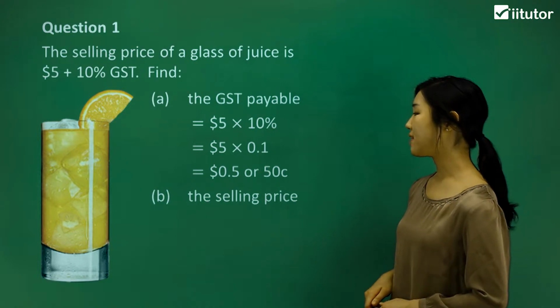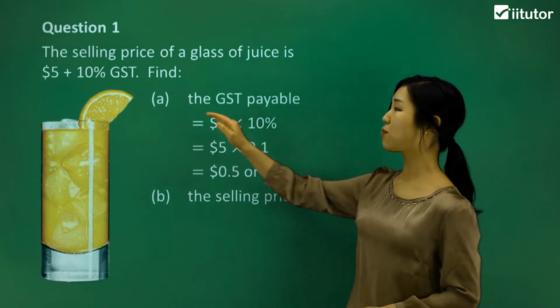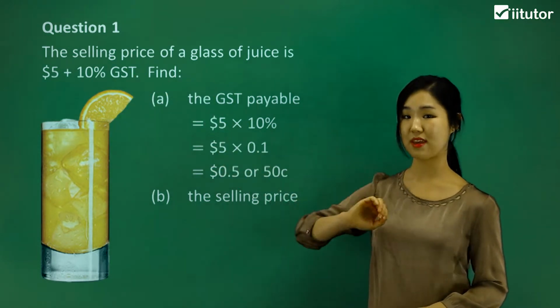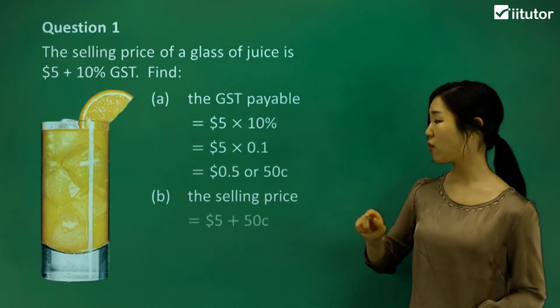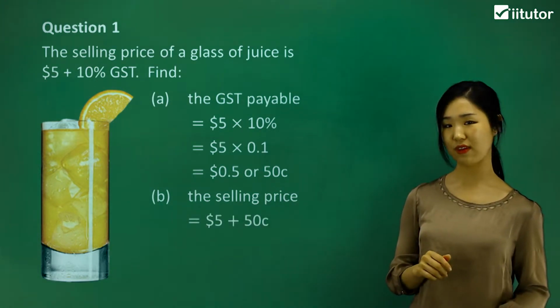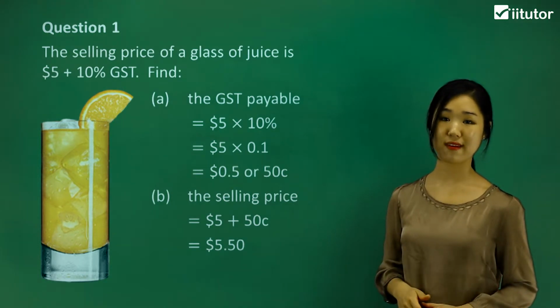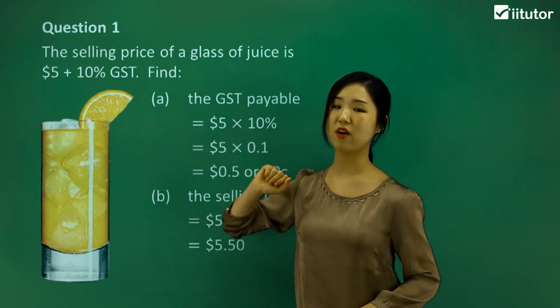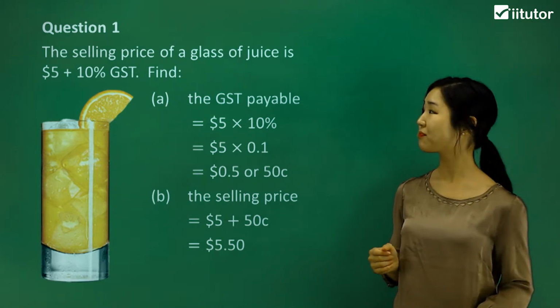Now, B, it's asking us to find the selling price. Now, as the question tells us, the selling price is $5 plus the 10% GST. We found the GST, didn't we? It was 50 cents. So on top of the $5, we'll add the 50 cents. So it will simply be $5.50. That's the selling price. So it's more than the initial price of the juice. Makes sense, guys? It's because GST has been applied.